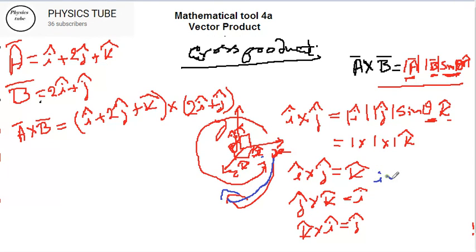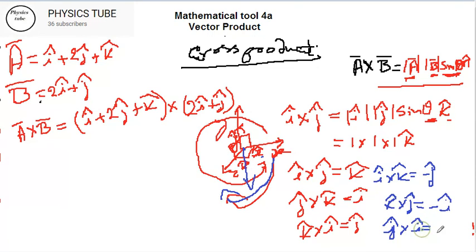I cross k is going to be minus, because see the direction, the perpendicular is downwards, so it is minus j. And similarly k cross j is minus I, and j cross I is equal to minus k. So this is just the reverse.